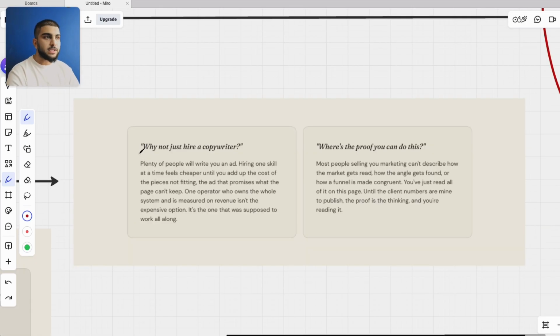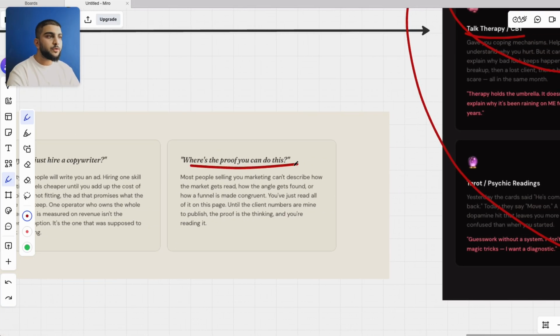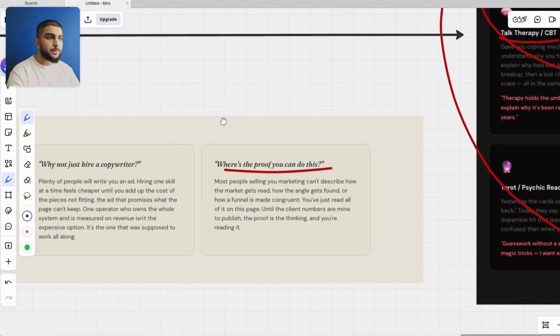So on my page, it looks like this. Why not just hire a copywriter? And then you tell them. So for example, plenty of people will write you an ad, hiring one skill at a time feels cheaper until you add up the cost of the pieces not fitting. I am telling them what they're doing and the pain points they're feeling. And then where's the proof you can do this? And then you just talk about it a bit more.